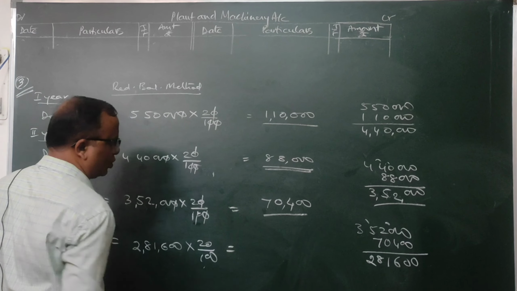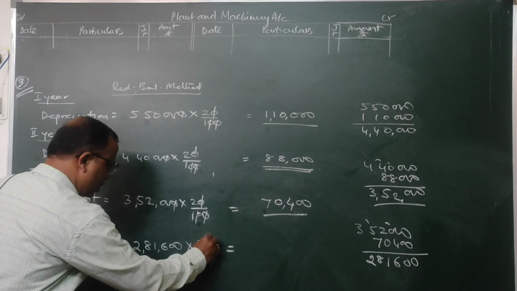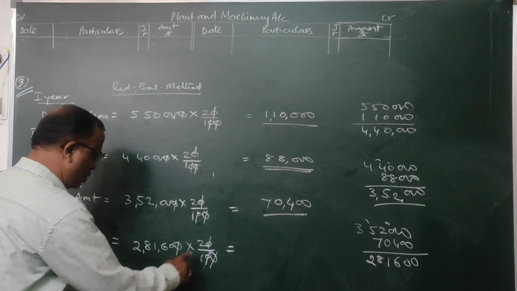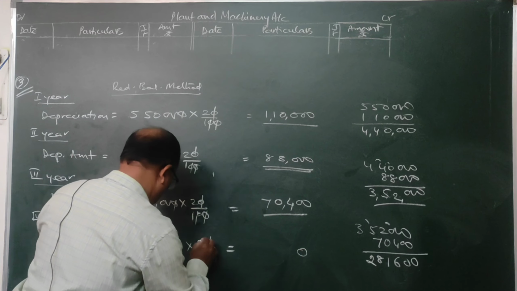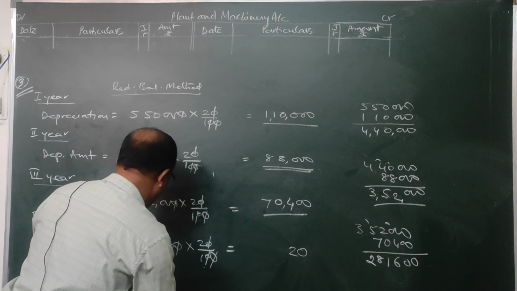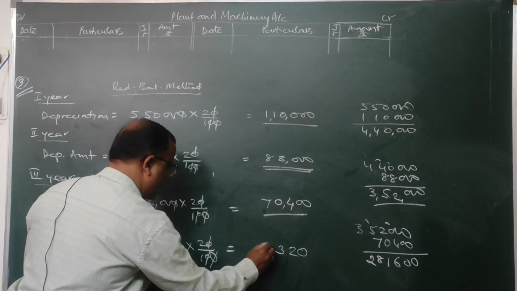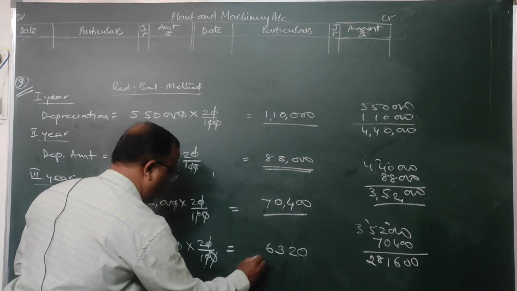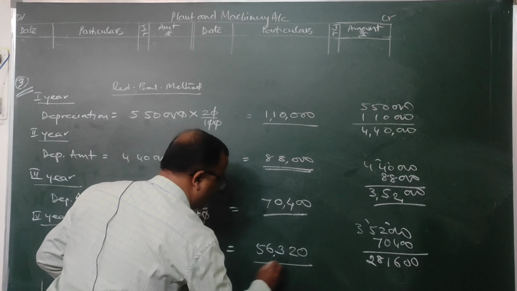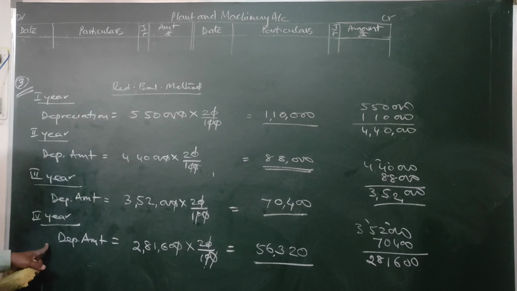So how much does it amount to? 4 zeros are stuck up. Now 2 zeros are 0, 2 sixes are 12, carry 1, 2 ones are 2 plus 1 is 3, 2 eights are 16, carry 1, 2 twos are 4 plus 1 is 5. 56,320 is the depreciation for the fourth year.